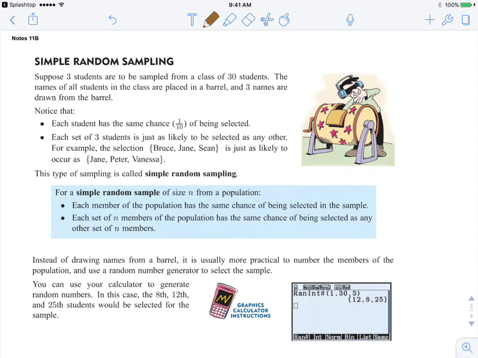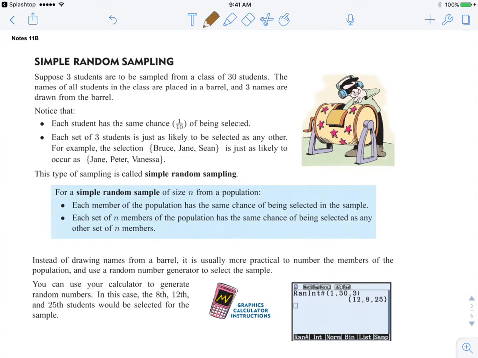Suppose 3 students are to be sampled from a class of 30. The names of all the students in the class are placed into a barrel, and 3 names are drawn from that barrel. So each student has the same 1/10 chance of being selected. Each set of 3 students is as likely as any other, for example, Bruce, Jane, Sean, or it could be Jane, Peter, Vanessa.